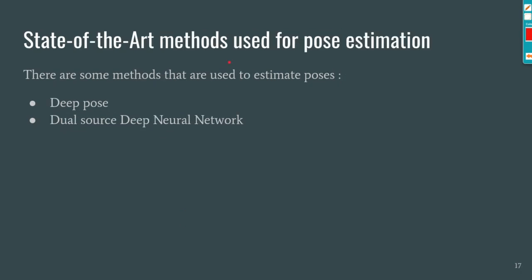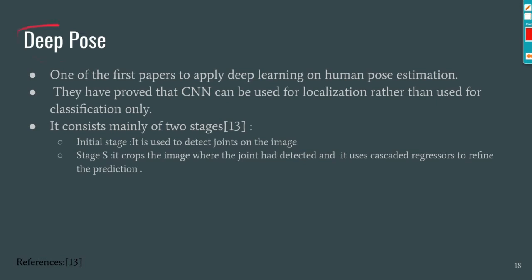Now, to detect the human body in an image or a video, the second step is to estimate the pose. To be honest, there are some methods that are used to estimate poses. Two of the famous ones are DeepPose and dual-source deep neural networks. So let's discuss DeepPose.